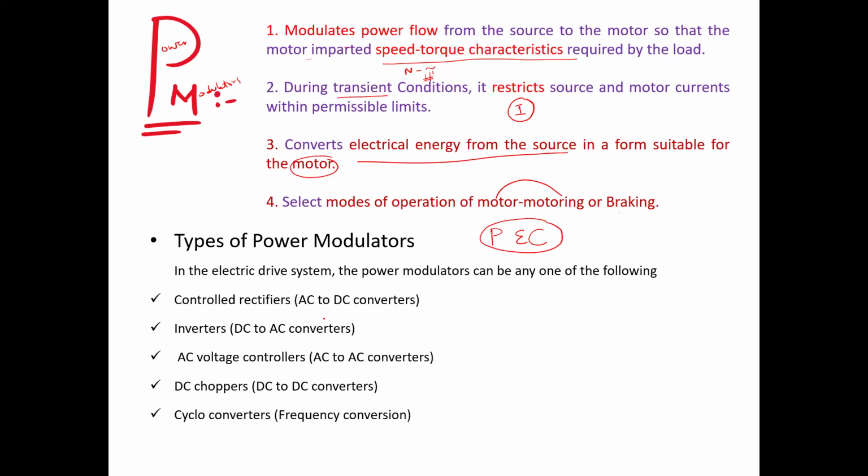Those converters are rectifiers. We all know that a rectifier converts AC to DC. We all remember the half wave rectifier, full wave rectifier. DC to AC, in our household we have inverters. AC voltage controllers are conversions of AC to AC. DC to DC we can call choppers. Cycloconverters, in the sense of frequency variation, where the frequency can change. All these are different types of power modulators, used only for the requirement of the motor. It sits in between which two parts? Source and motor, and in between we have the power modulators.